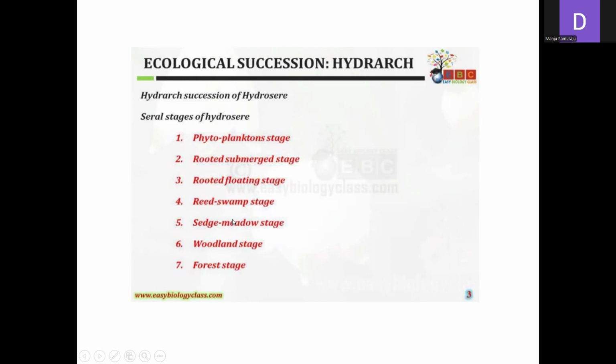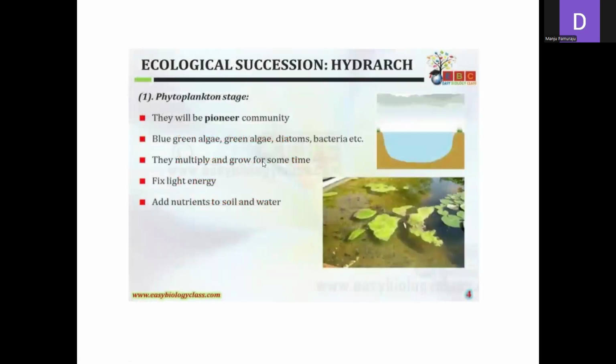Otherwise they also ask whether the reed swamp stage is observed in Hydrarch or Xerarch. The reed swamp stage is observed in Hydrarch, and the sedge meadow stage is also observed in Hydrarch. The first one, the phytoplankton stage, will be the pioneer community. They also ask the pioneer community in the Hydrarch, that is the phytoplankton stage. Examples are blue-green algae, green algae, diatoms, bacteria, etc., which are the first organisms on this Hydrarch.